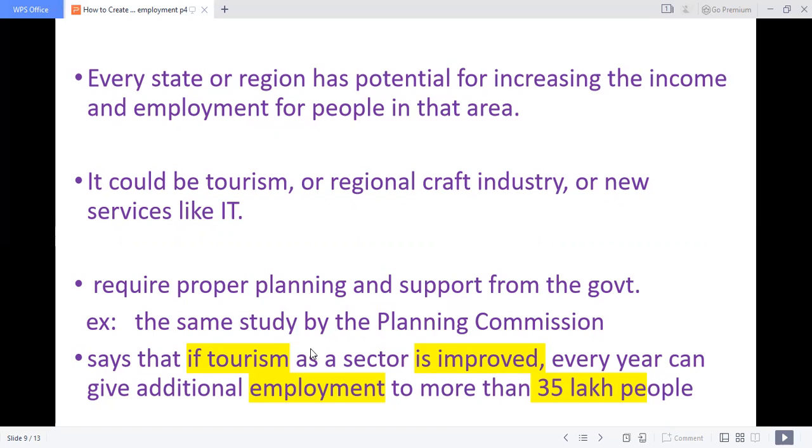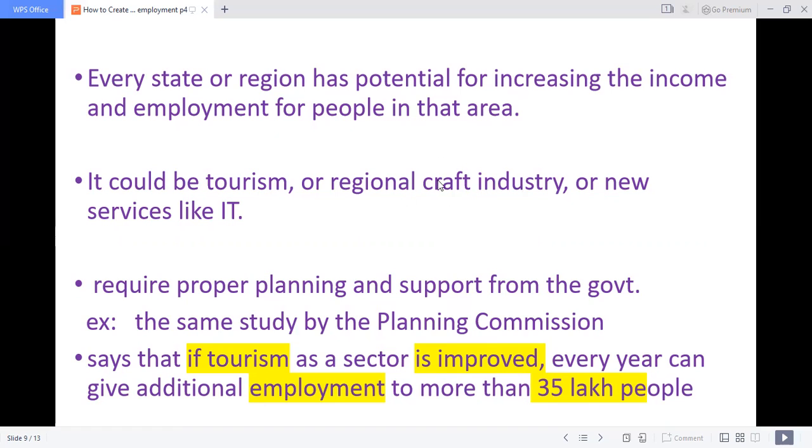See, if tourism is improved, 35 lakh people can be engaged directly in this tourism. So the government can develop and improve the tourism sector. Every state or region has potential for increasing the income and employment for people in that area. It could be tourism or the regional craft industry. What is the regional craft industry?